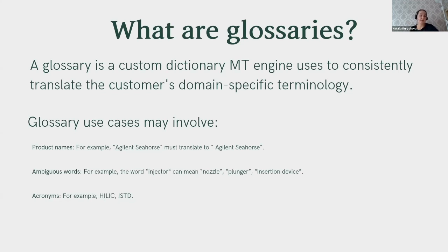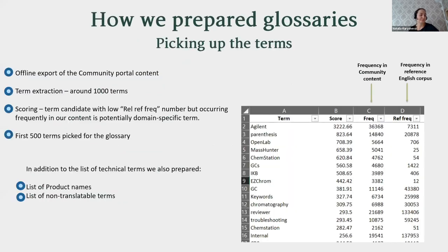Then some ambiguous words. For example, the word injector can mean nozzle, plunger, or insertion device. And it's better to specify for your domain which one you would like to choose. Another use case for glossaries are acronyms. And in Agilent, we have a lot of acronyms. So this is our case for sure.